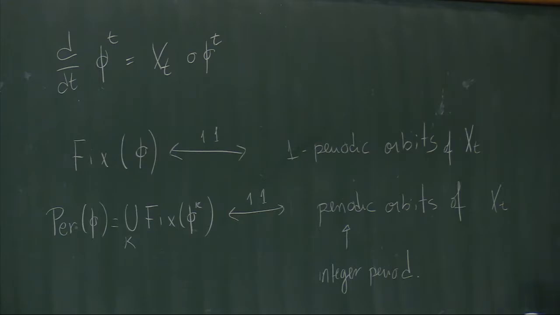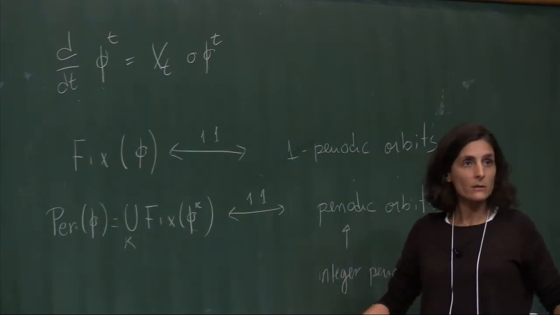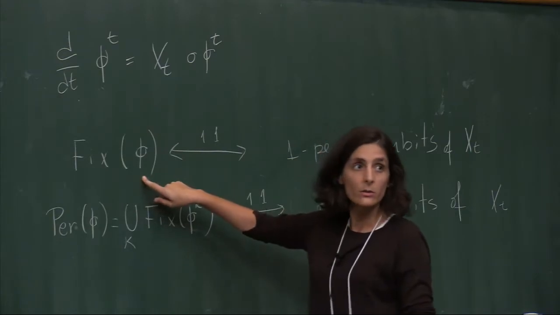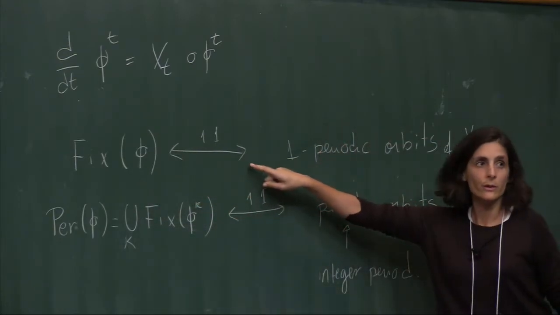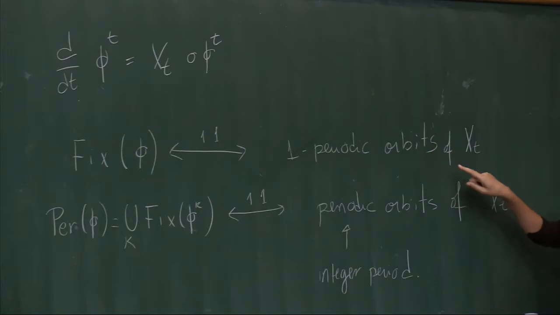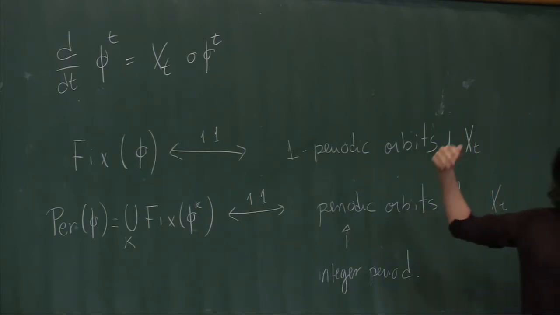Okay. So if I'm in the Hamiltonian case, the fixed points of the Hamiltonian diffeomorphism are in one-to-one correspondence with one-periodic orbits of the Hamiltonian system defined by the Hamiltonian vector field X_H.